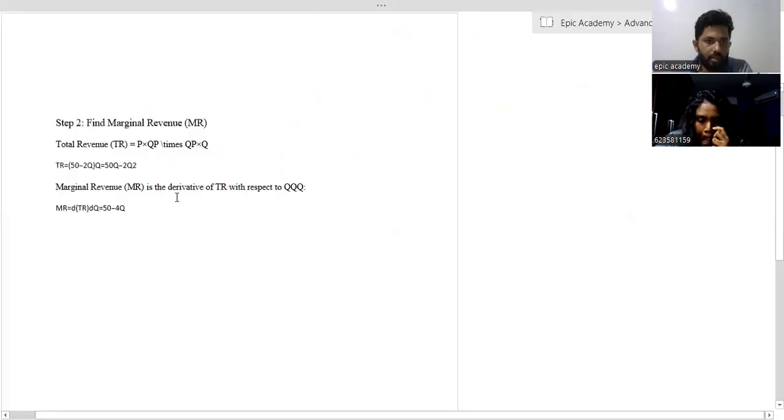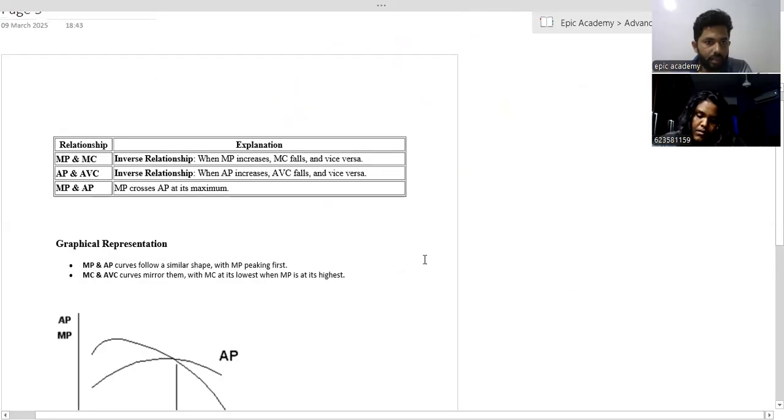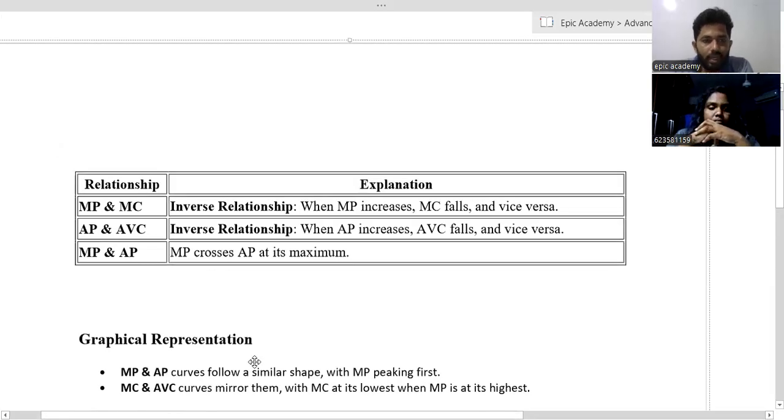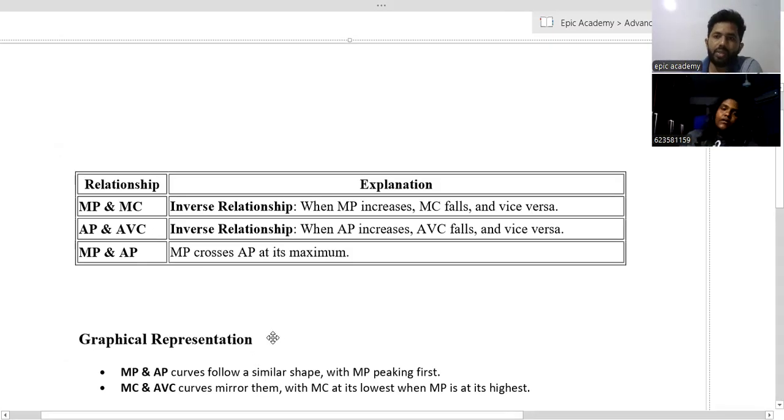So those are the marginal revenue and the other things. We already calculated it. Okay. Right. Then you got the idea. Next is the identification of the relationship between marginal product and marginal cost, the relationship between average production and average variable cost, and also marginal product and average product. So what we are going to discuss is the relationship between cost and production.